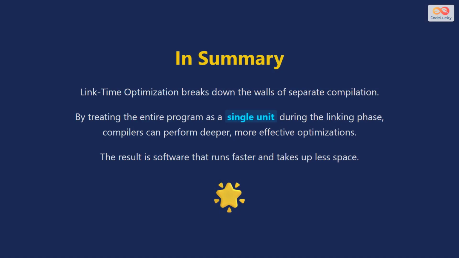In summary, link time optimization breaks down the artificial barriers between your source files. By deferring optimization until the final link stage, it unlocks performance gains that simply aren't possible with traditional separate compilation. It is a standard feature in modern compilers like GCC and LLVM and essential for high-performance software.